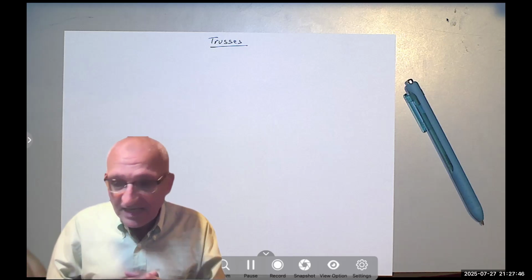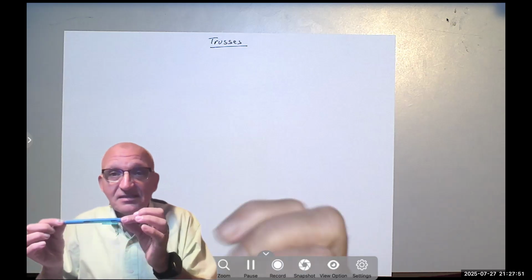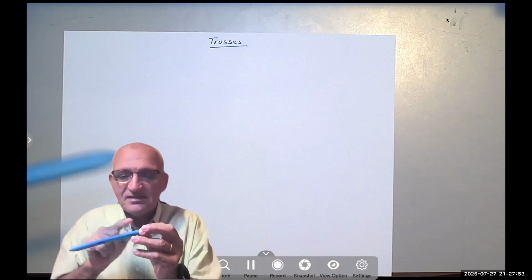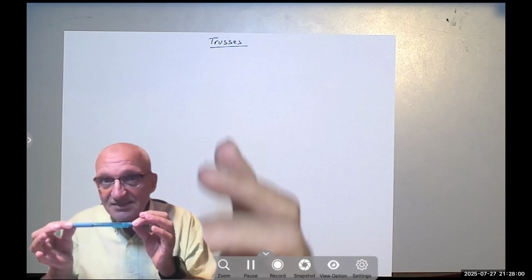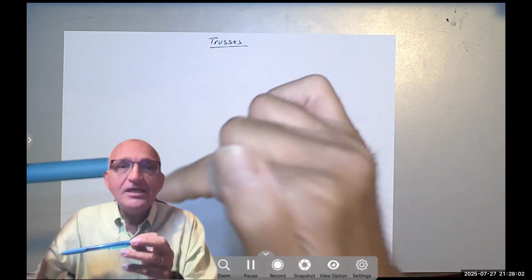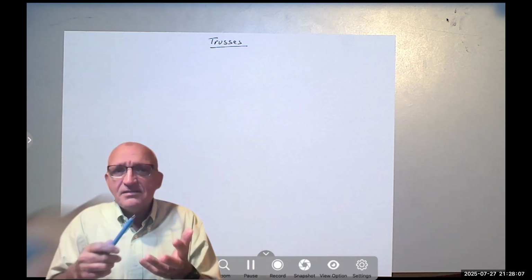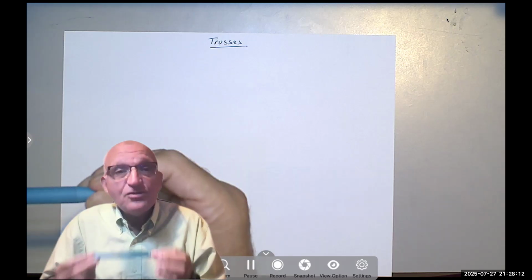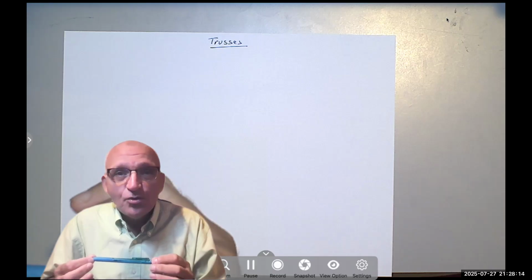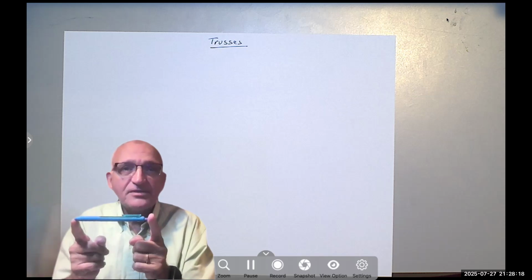I told you if I have a member that is only connected at its two ends, so if it's connected, say, at two ends and another point in the middle, then it's no longer a two force member. But it's only connected at its two ends, and if loaded, it's only loaded at its two ends. Why does that make it special? It's because if that's the case, then the force in this member would follow the line joining the two ends of the member.